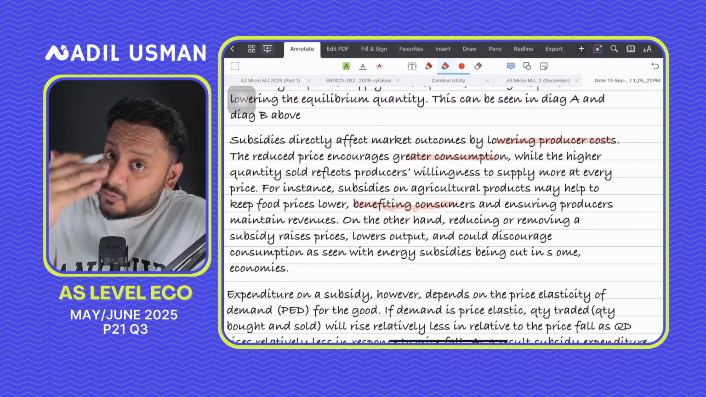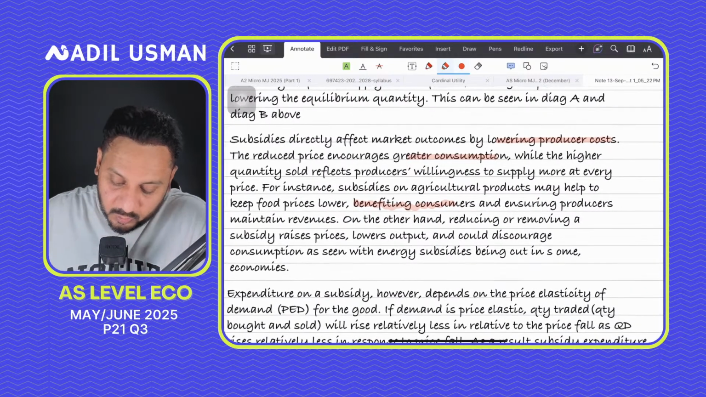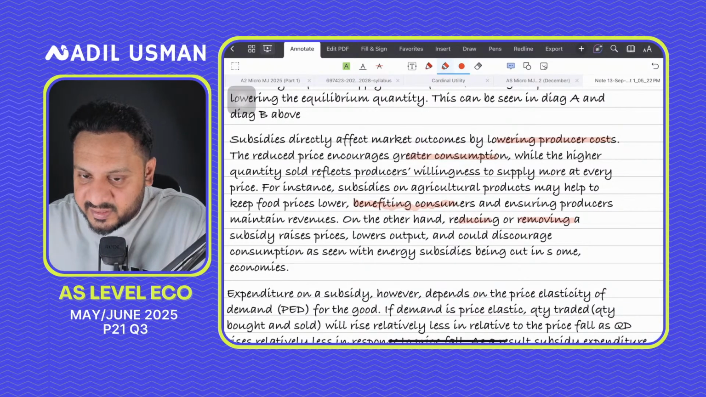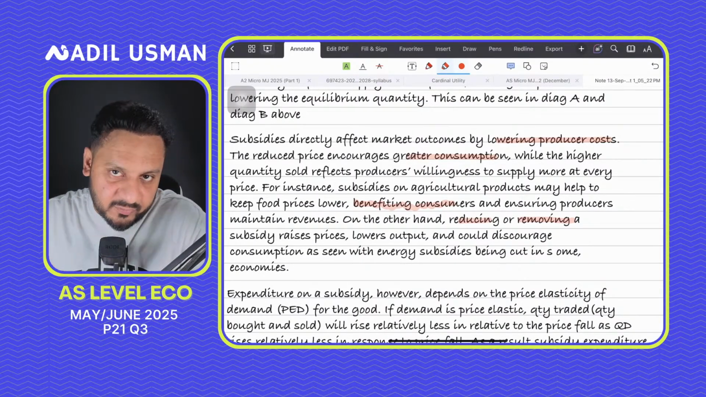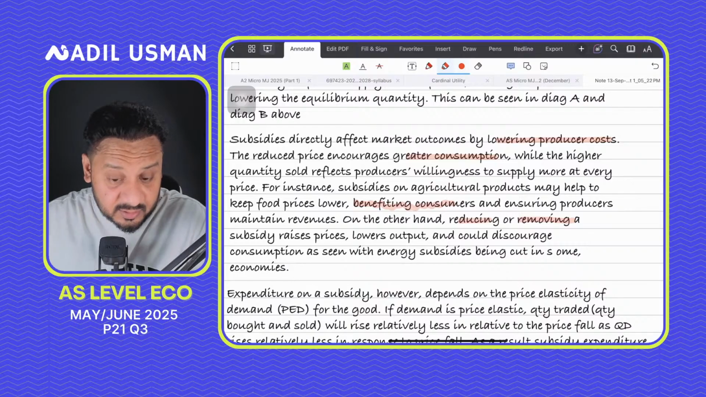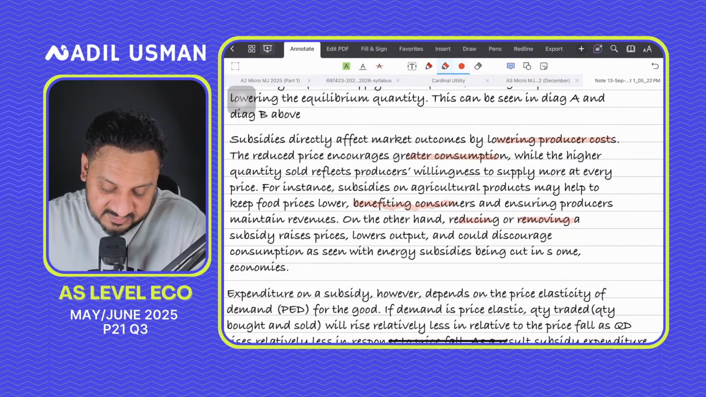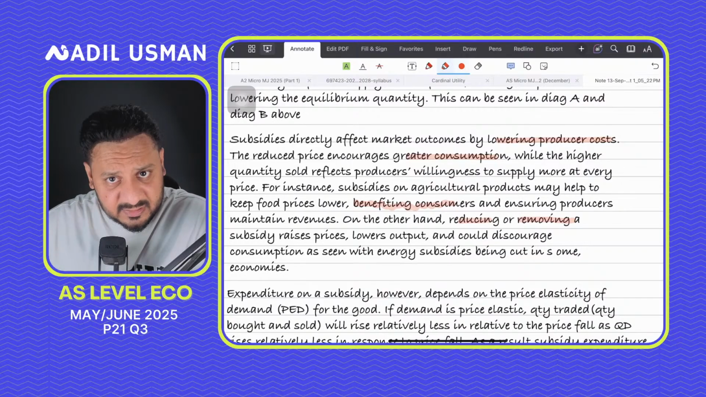In fact, their revenues go up, right? So on the other hand, reducing or removing a subsidy. Now, this is all the analysis, right? The diagram was part of your knowledge and understanding. So on the other hand, reducing or removing a subsidy raises the price, it lowers the output, and could discourage consumption, as seen with energy subsidies being cut in some economies, right?